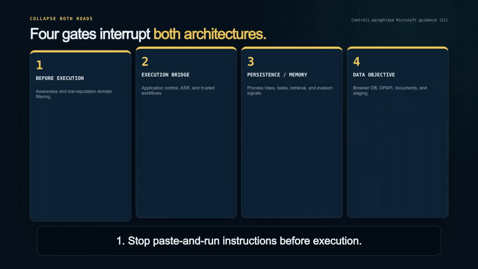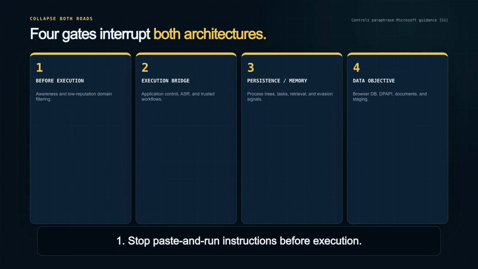Now collapse both roads into 4 choke points. First, before execution, teach users that a website asking them to paste or run shell, PowerShell, Rundll32, or MSHTA instructions is malicious, and filter low-reputation domains. Second, at the execution bridge, use application control and attack surface reduction policy to restrict untrusted internet content from reaching script hosts and signed proxy executors. Third, during execution, alert on remote retrieval followed by PowerShell, Python, unusual child processes, suspicious scheduled tasks, time-stomping, or history clearing. Fourth, at the objective, investigate browser database access, copy decryption, document collection, and compression or staging.